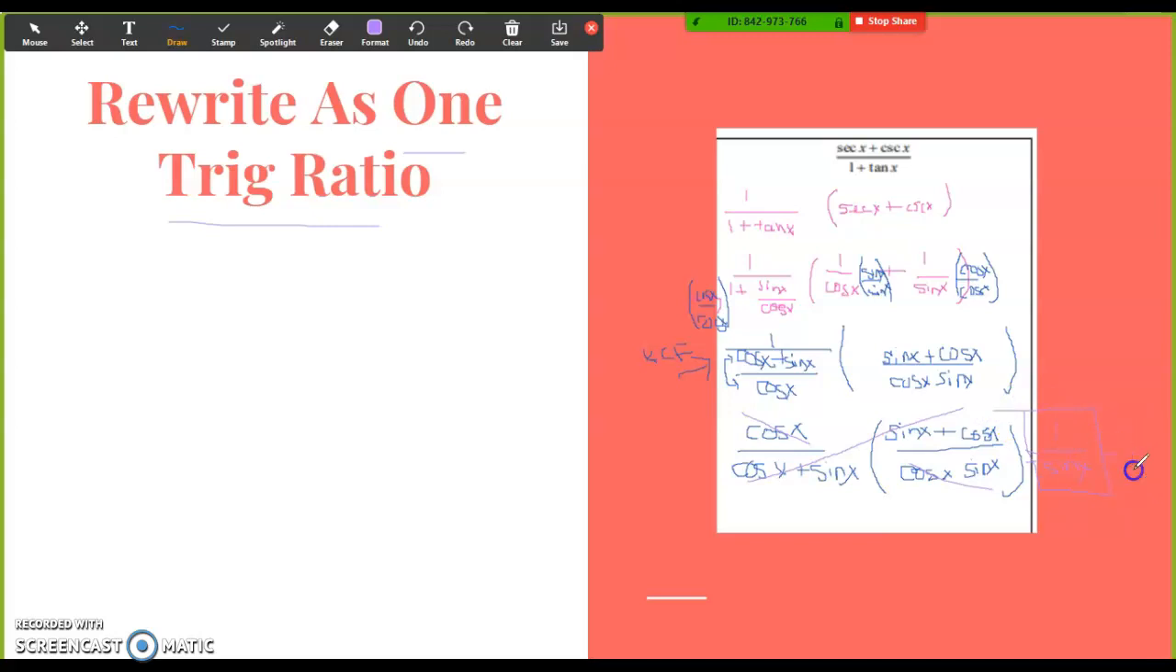And let's think about it, guys. We can rewrite this as something else. 1 over sine of x is just cosecant of x.